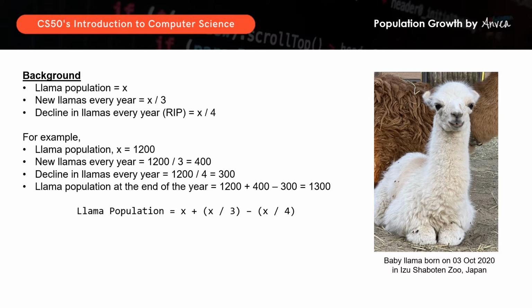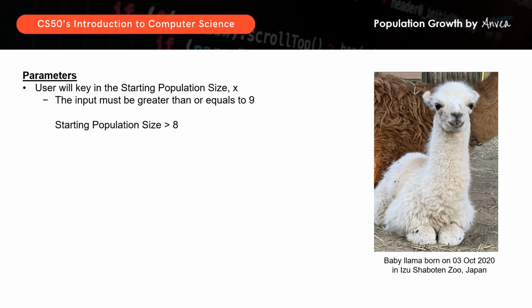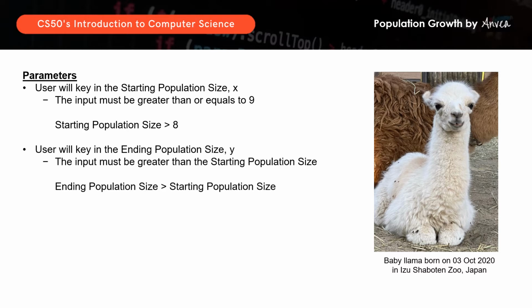Okay, so what is the objective that we need to achieve in this case? Firstly, the user will key in the starting population size and we will use x to represent that. The starting population size must be greater than 8. Secondly, the user must key in the ending population size, and let's use y to represent that. The condition is that the input must be greater than the starting population size. So this means that my ending population size must be greater than the starting population size that you key in earlier on.